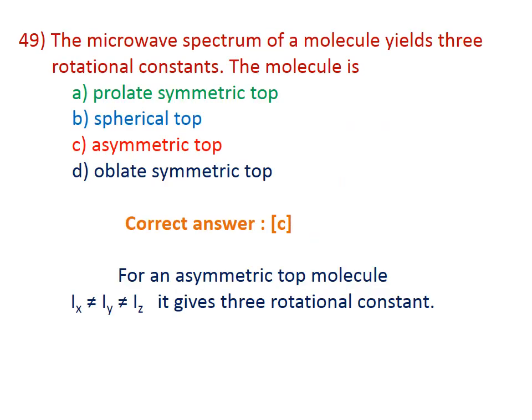49. The microwave spectrum of a molecule yields 3 rotational constants. The molecule is, the correct answer is asymmetric top molecule. You know very well, for an asymmetric top molecule, Ix is not equal to Iy is not equal to Iz. Therefore, it gives 3 rotational constants in the rotational spectra. The correct answer for the question is C, asymmetric top molecule.